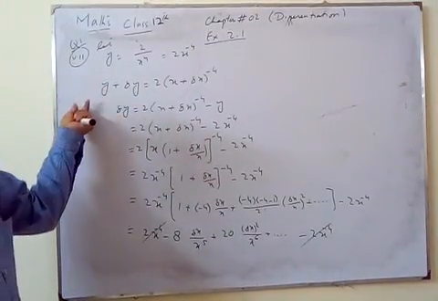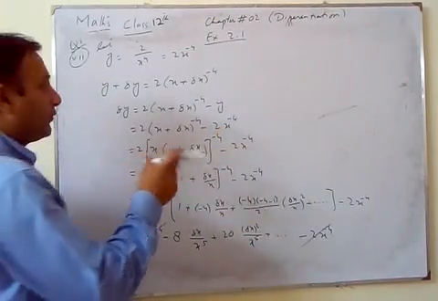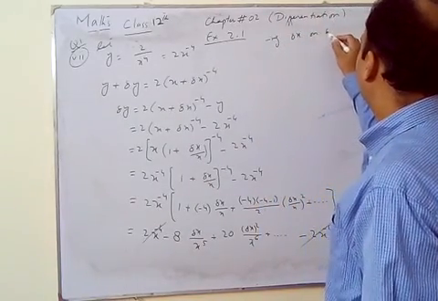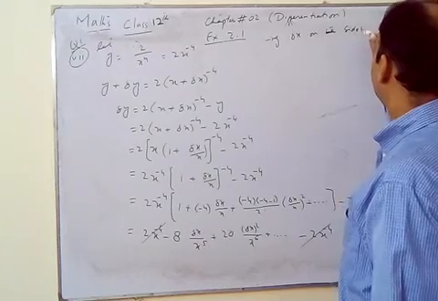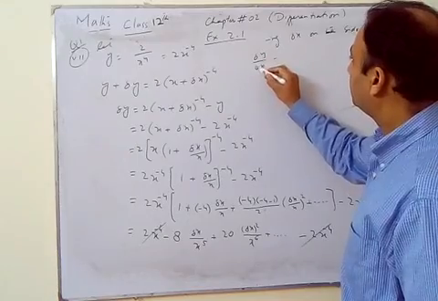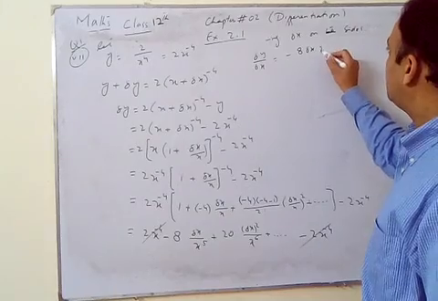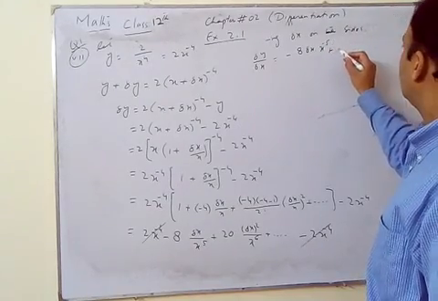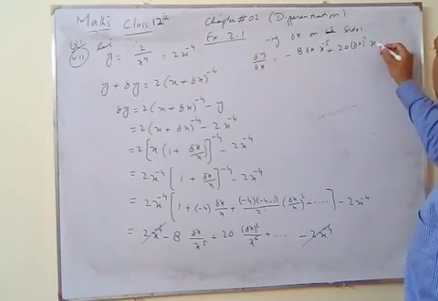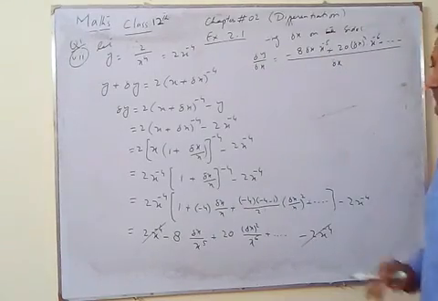Second step, take this y from left to right. In the third step, dividing delta x on both sides. So we get delta y over delta x is equal to minus 8 delta x into x power minus 5 plus 20 delta x whole square into x power minus 6 plus so on, divided by delta x.